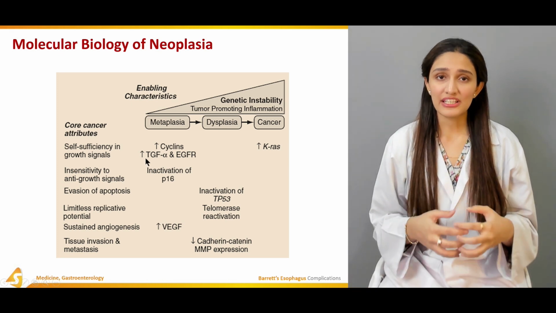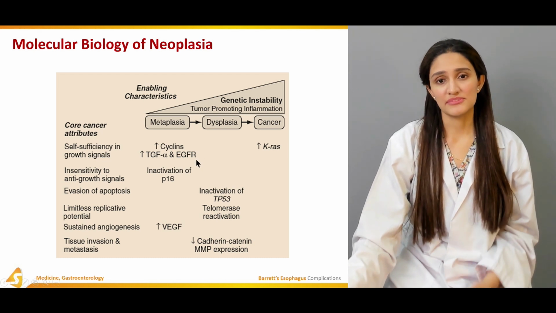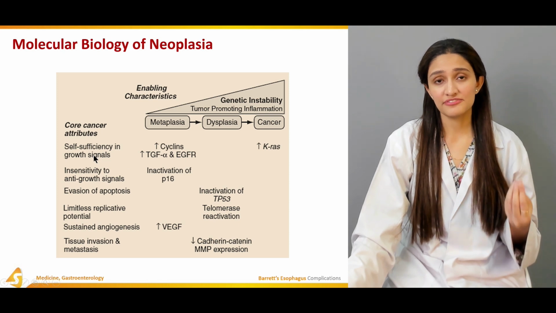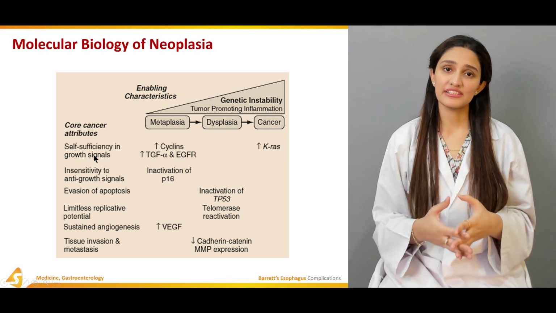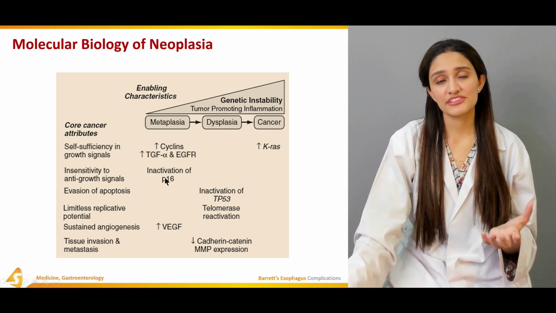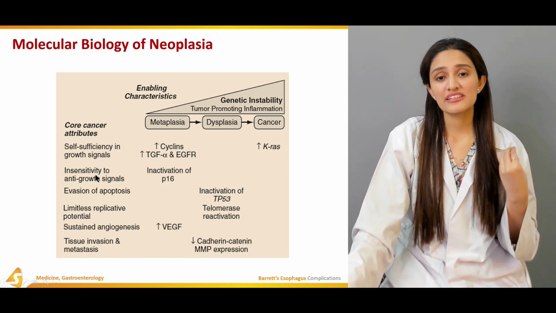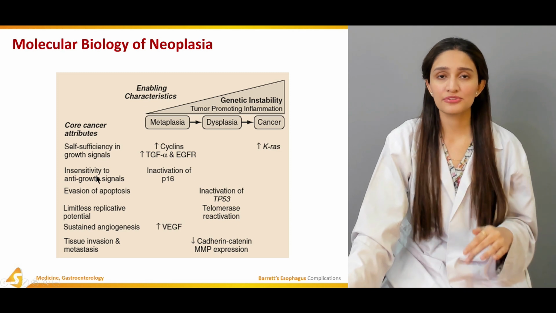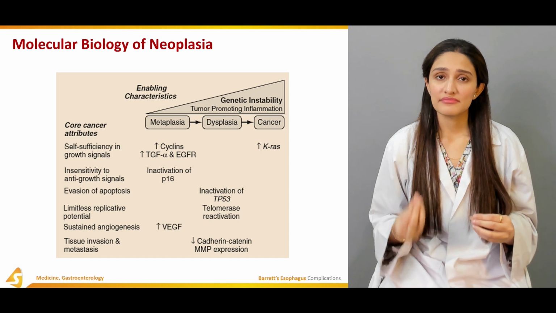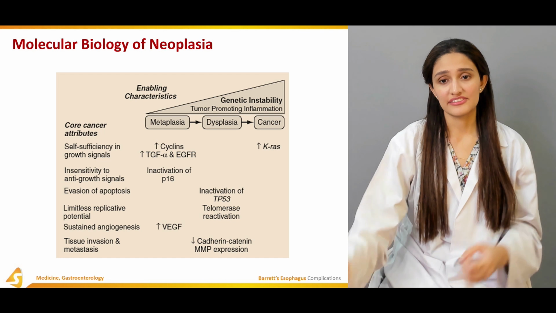The increase in the transforming growth factor and the increase in the epidermal growth factor receptors cause the cell to acquire this potential feature, which is called self-sufficiency in the growth signals. And then if there's the inactivation of the tumor suppressor gene, which is called P16, it causes the cells to be completely insensitive to the anti-growth signals. So if there are no anti-growth signals, then the cells keep on dividing and they keep on increasing in their sizes.